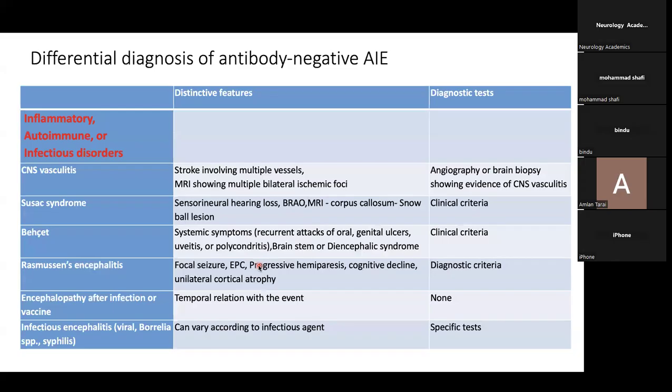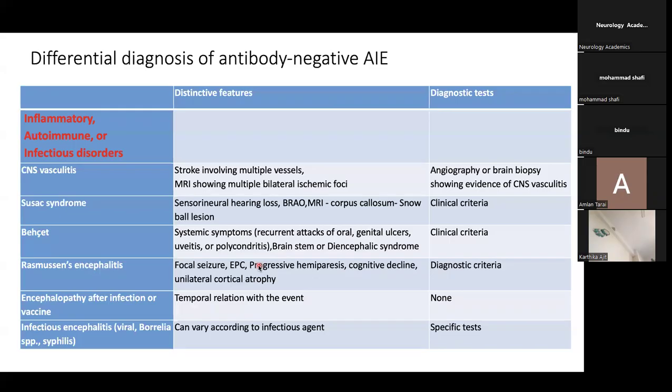Now come to the differential diagnosis of seronegative autoimmune encephalitis. First, you have to look at the differential diagnosis: CNS vasculitis, Susac syndrome, Behçet neuro-Behçet, Rasmussen encephalitis, encephalopathy after infection or vaccine, and infectious causes like viral, Borrelia, or syphilis.